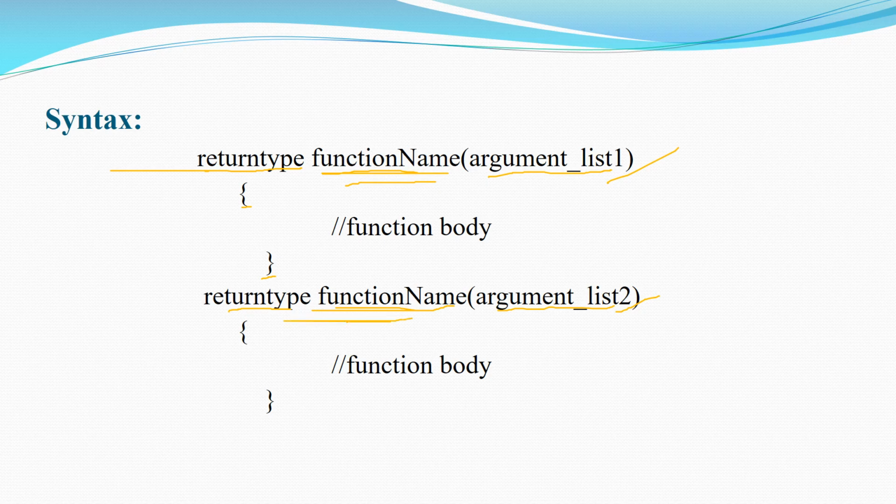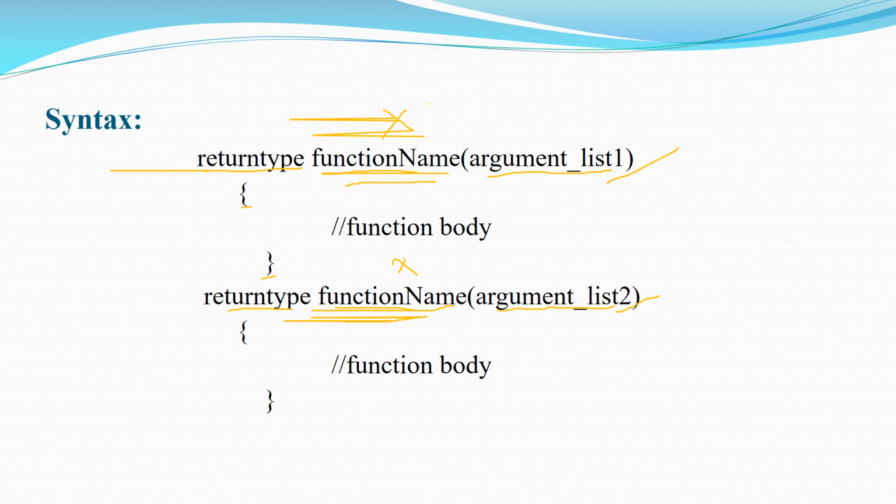For an example, I'm going to create a function named x. It has the same return type, and the function name should consist of an x followed by a different argument list. For example, I have passed one argument list, and also I have passed argument list 2.